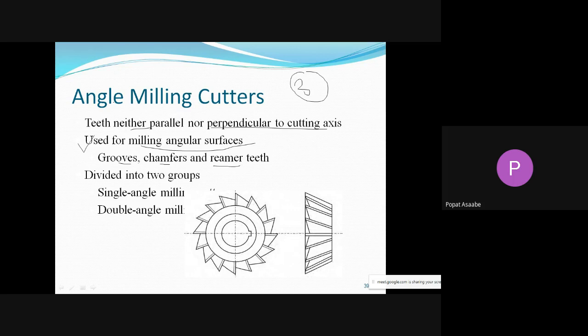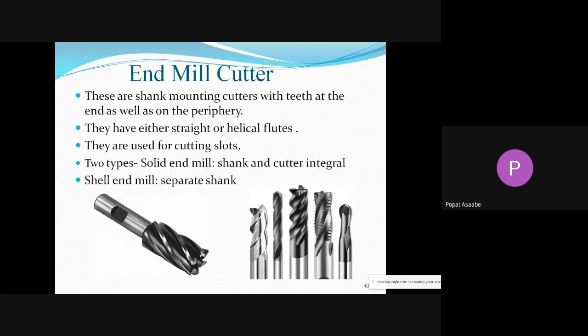And here, the angular milling cutter is classified into two types, that is a single angle milling cutter and a double angle milling cutter. See, this is the angular milling cutter or angle milling cutter. Then the fourth type of milling cutter is the end milling cutter.